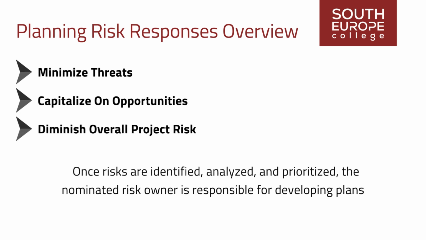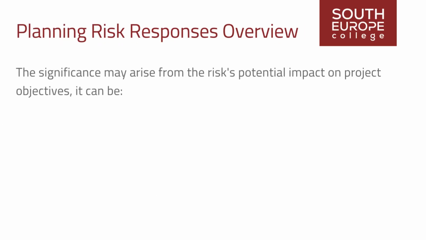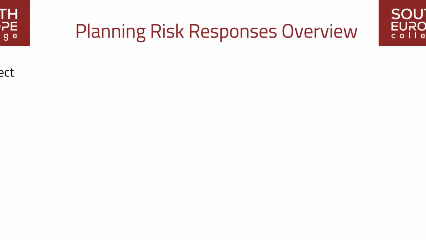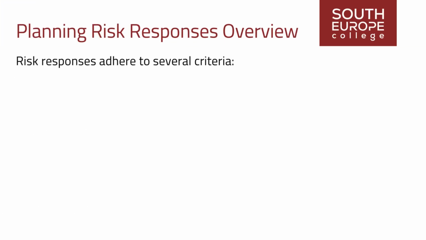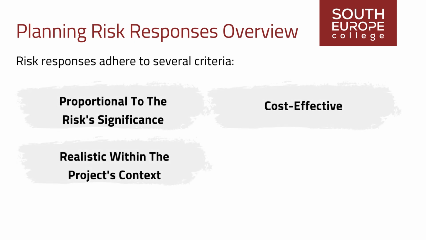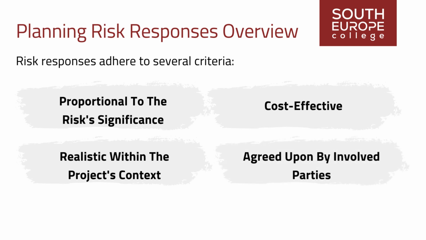Once risks are identified, analyzed, and prioritized, the nominated risk owner is responsible for developing plans to address each significant project risk. This significance may arise from the risk's potential impact on project objectives, be it a threat or an opportunity. Effective risk responses adhere to several criteria. They are proportional to the risk significance, cost-effective, realistic within the project's context, agreed upon by involved parties, and owned by a responsible person.